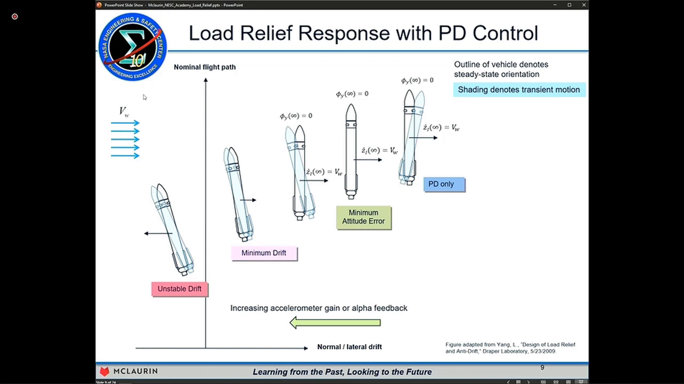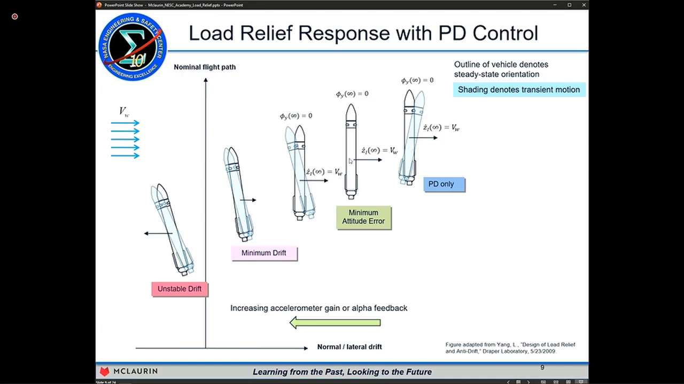initial alpha induced due to a lateral wind velocity will cause the vehicle to pitch away from the trajectory. And then in the steady state, the vehicle will return to 0 attitude error, but it will eventually accelerate to the point that the vehicle's lateral velocity with respect to the trajectory matches the wind velocity, right? And that, of course, is a drift condition and also has relatively high initial loads.